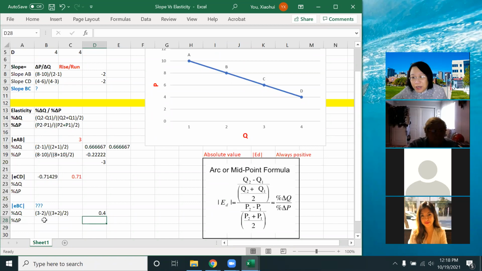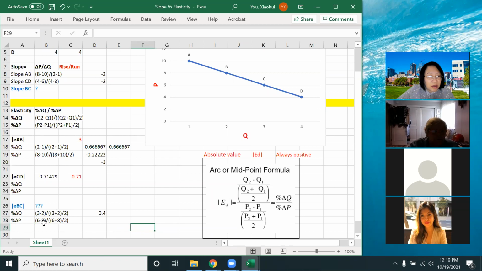So how about the percentage change in P? Have you got the calculation? I got 2. Can you tell me the calculation? The numerator should be 6 minus 8, and close the parentheses, and then divided by parentheses, 6... Oh wait, I messed up. It's 6 plus 8. That'll change it. 6 plus 8 and close the parentheses, and then divide by 2, and close the parentheses. And it's negative 0.285.